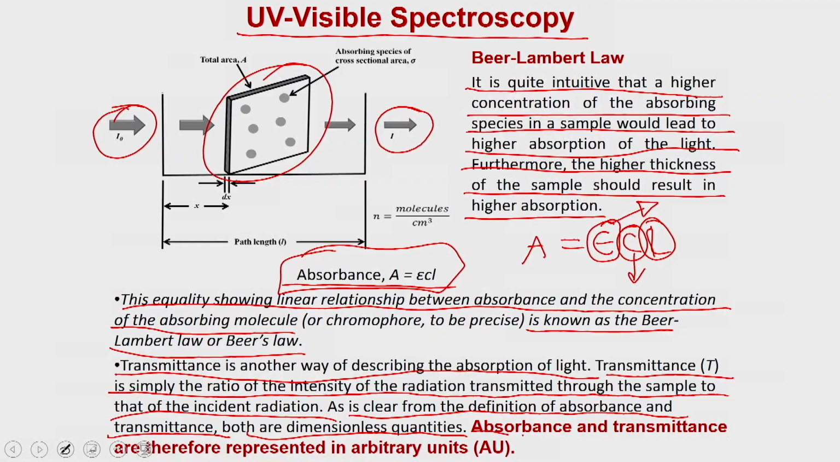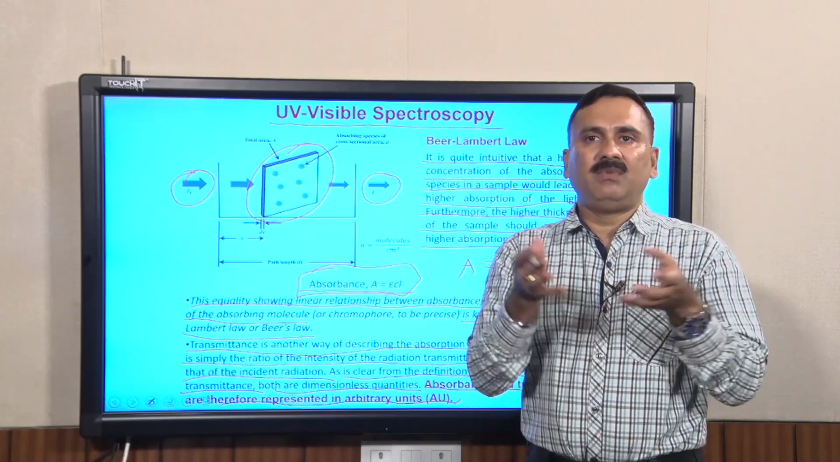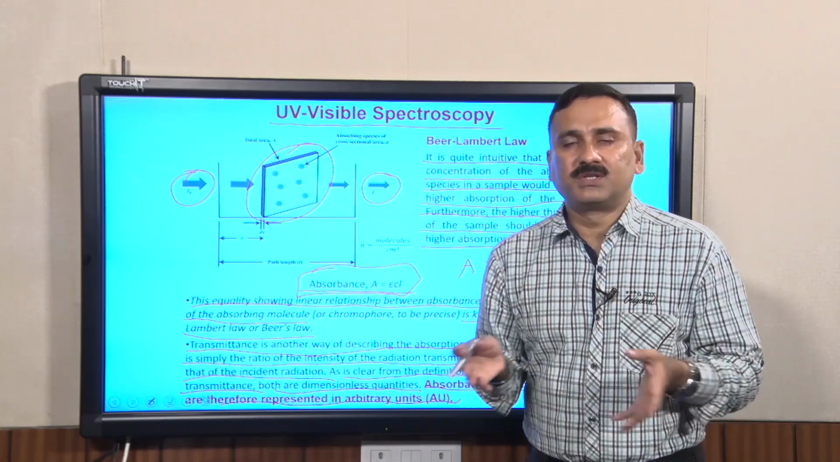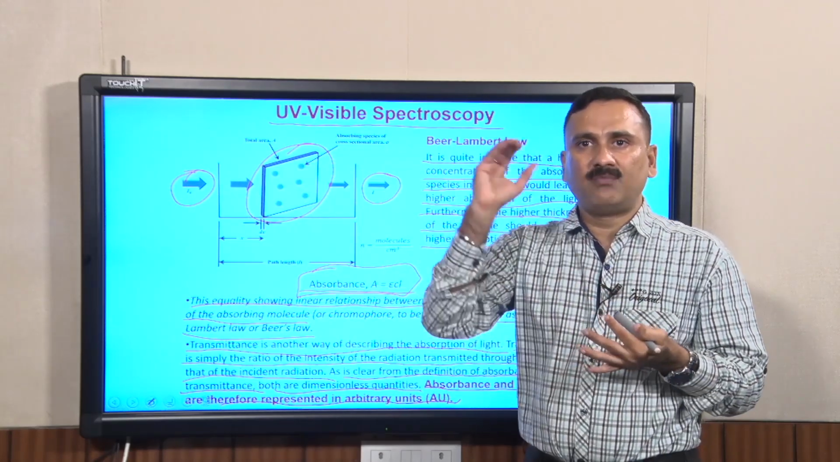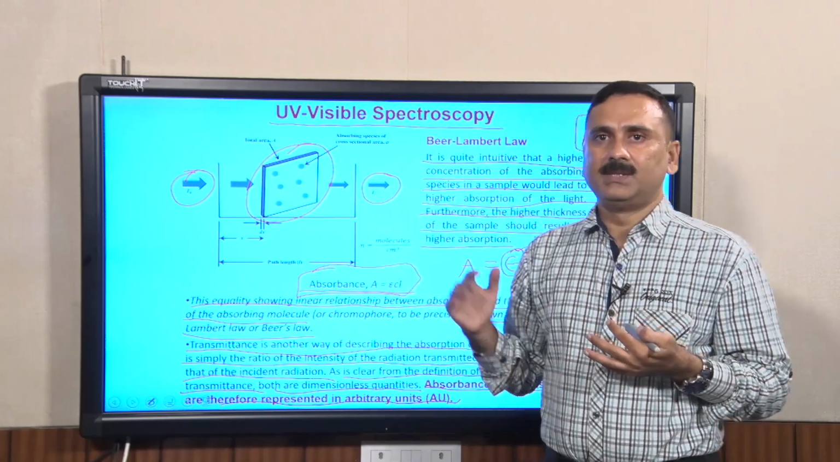and that is why absorbance and transmittance are represented in an arbitrary unit, called AU, which means these values have no real sense, because it can be any value; these are arbitrary units. So, there is no unit. It can be just 0.2, 0.3, 0.4, that is all arbitrary units.